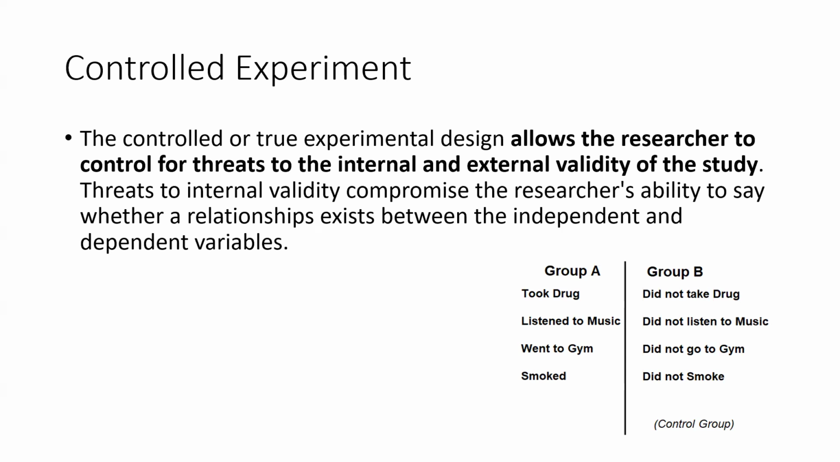So in this case, we have some sort of applied methodology as applied to one group within an experiment, and the other does not have any sort of application. So Group A was given some sort of drug. Group B did not get the drug. Group A listened to music. Group B did not listen to music. Group A went to the gym. Group B did not go to the gym. Group A smoked, and Group B did not smoke. So in each instance for Group A, the experimental group, there was some sort of application of something.